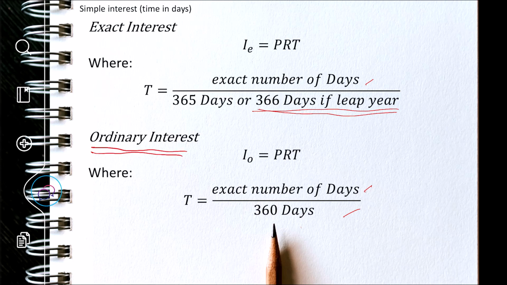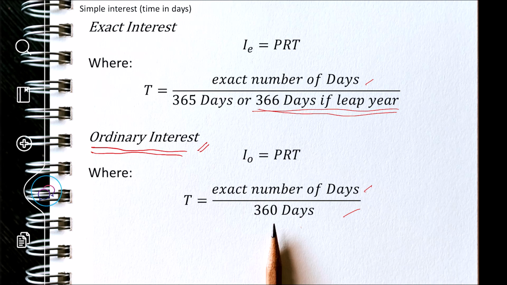Pero madalas po na pag wala pong nakalagay sa ating tanong kung ang gagamitin natin exact or ordinary, ang lagi po natin gagamitin is the ordinary interest, because ordinary interest is known as the banker's note. Kaya ang madalas talagang ginagamit is ordinary interest. Ulitin ko po, kapag days ang given na time, ang gagamitin po natin is ordinary interest.